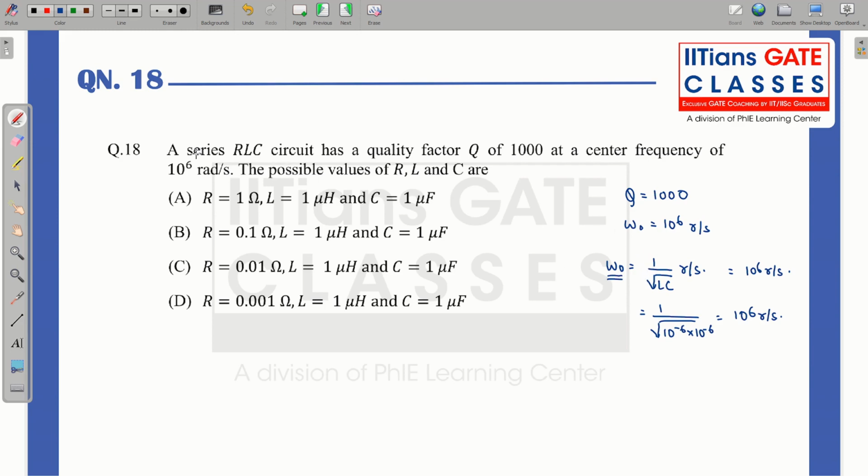Now, here it is given that this is a series RLC circuit and quality factor is 1000. So, quality factor for a series RLC circuit is given by omega naught L by R. Now if I put the value of quality factor, that is 1000, equal to omega naught value 10 to the power 6, L value 1 microhenry, so 10 to the power minus 6, divided by R. The value of R that I get is 1 by 1000 ohm, which is equal to 0.001 ohm. So you can see option D is your correct answer.